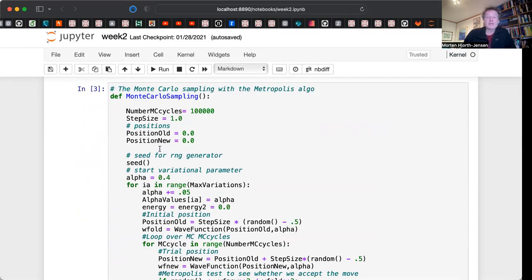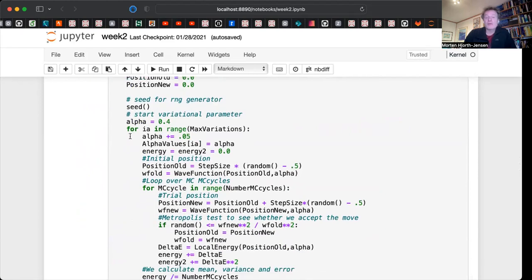And then we initialize old positions and new positions. So these are going to be matrices actually, if we are dealing with this in more than one dimension. If not, this is just going to be a vector. And then we run over the variational parameters. And in this case, we know that the minimum is at alpha equal to 1. So we simply calculate the expectation value of the energy around a specific number of these alpha parameters.